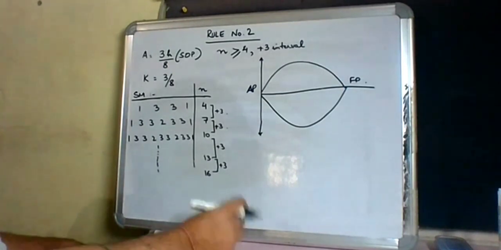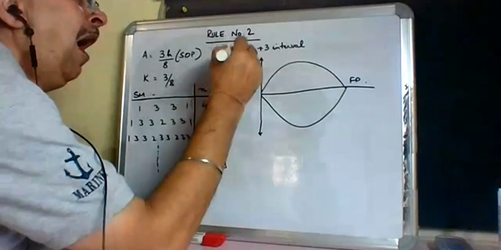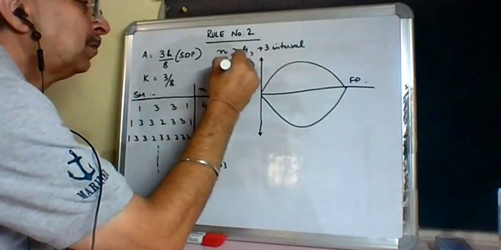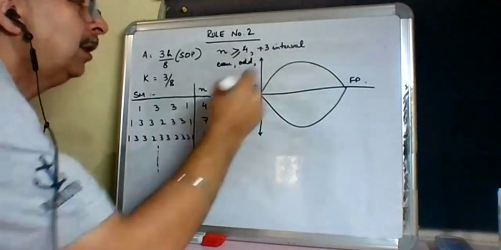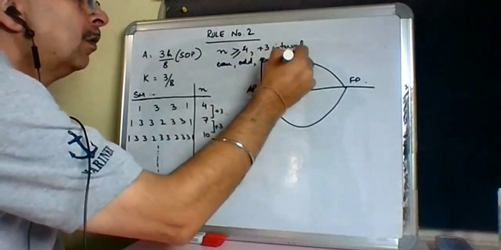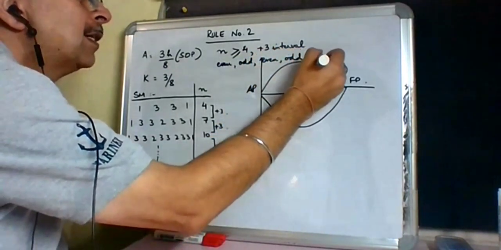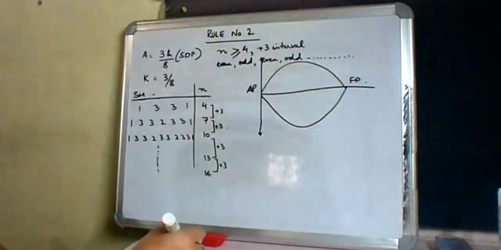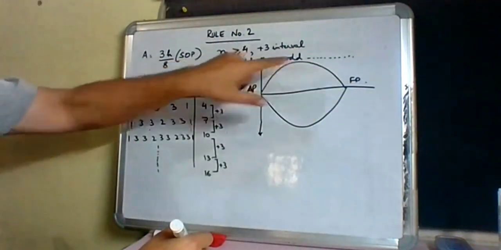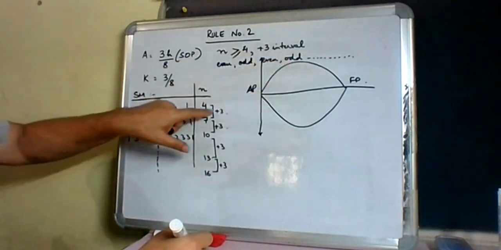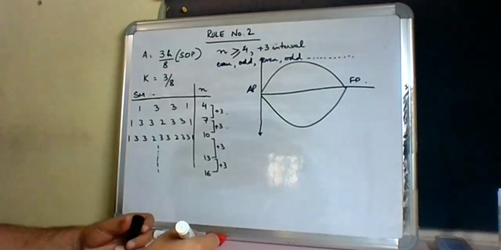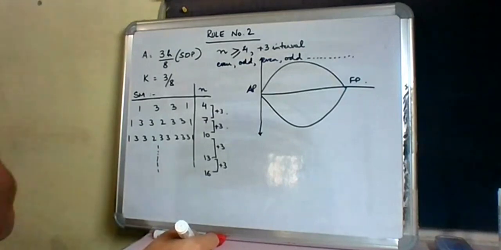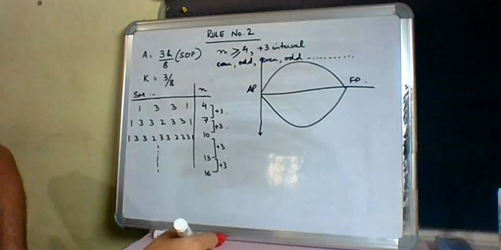So that means the first one is even, the second one will be odd, then even, then odd, and like this would be the sequence. It will follow an even, odd sequence starting with 4 at an interval of plus 3. So is rule number 2 okay with everybody?